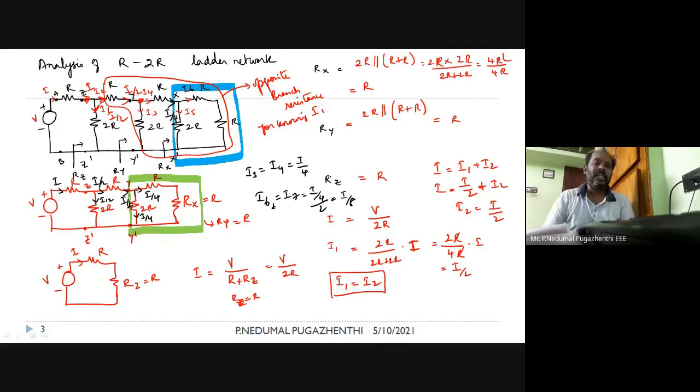So analyzing an R-2R network is simple. You have to go step by step, find the unit cell values, then the total current is obtained. From the total current you can find the branch currents. Once you know the branch current, you can apply that in the branches to know branch voltages. And since you know the branch currents and branch voltages, you can find your power dissipated. P is equal to V into I, or P is equal to I squared R, or V squared by R, whatever it is. Any doubts in this particular slide?